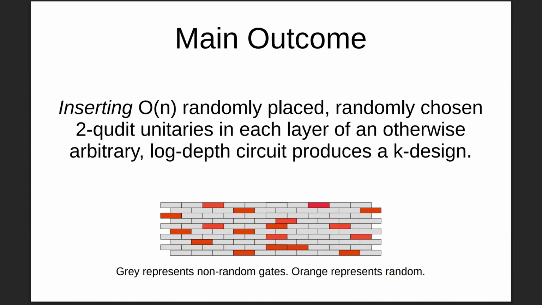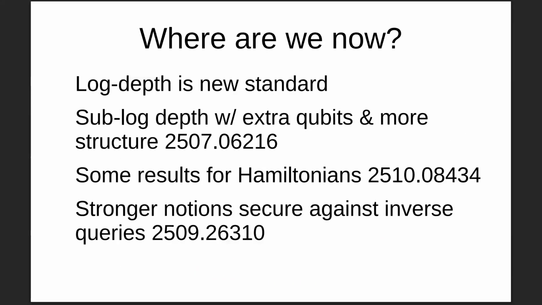And so where are we now? I'm just going to wrap up. I would say that log depth is probably becoming the standard, that's where we expect k-designs to happen. If you are willing to add more qubits and extra structure, there's another paper, these are all by other authors. You can get actually faster convergence with a lot of caveats. There's also some results now for Hamiltonian ensembles and for stronger notions of designs than the relative error represented here.